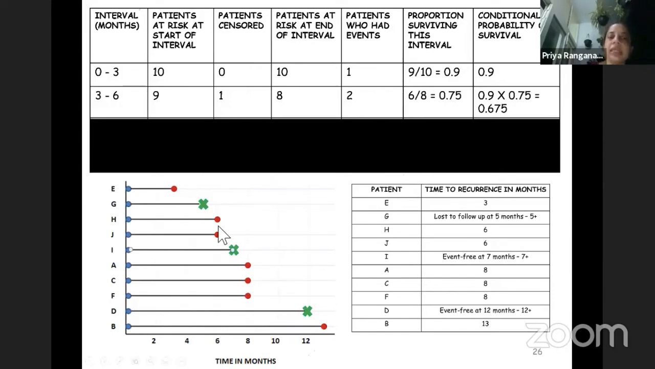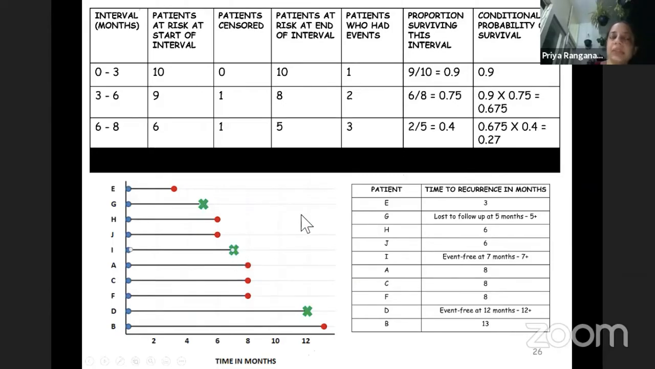So let me tell you that the next interval will be when the next events take place, and that is at 8 months after surgery. Again, censored, so we don't count a time interval over here. We go straight to the next events, which is at 8 months. So 4 people are already out of our study at this time point, right? 3 have died and 1 got censored earlier itself. Again, here 1 is getting censored.